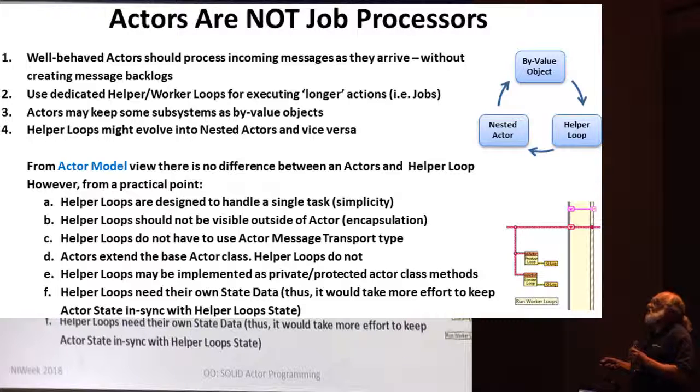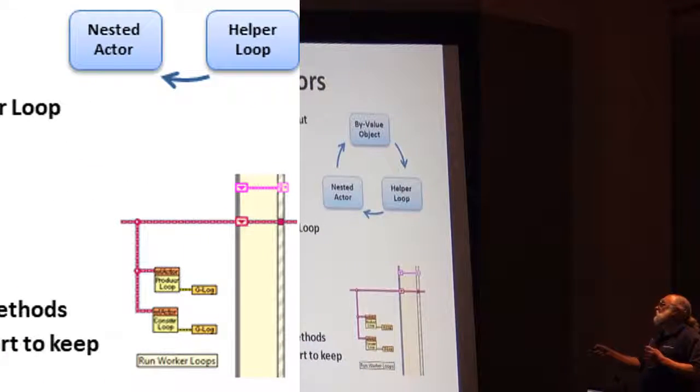Another big one is actors. The true actors extend the actor class. It's their child. Helper loops may be just implemented as a method in the class. This is an example of having two helper loops, producer and consumer, implemented in a method inside the actor class. You just launch them, and then you go into your actor code or whatever that is.